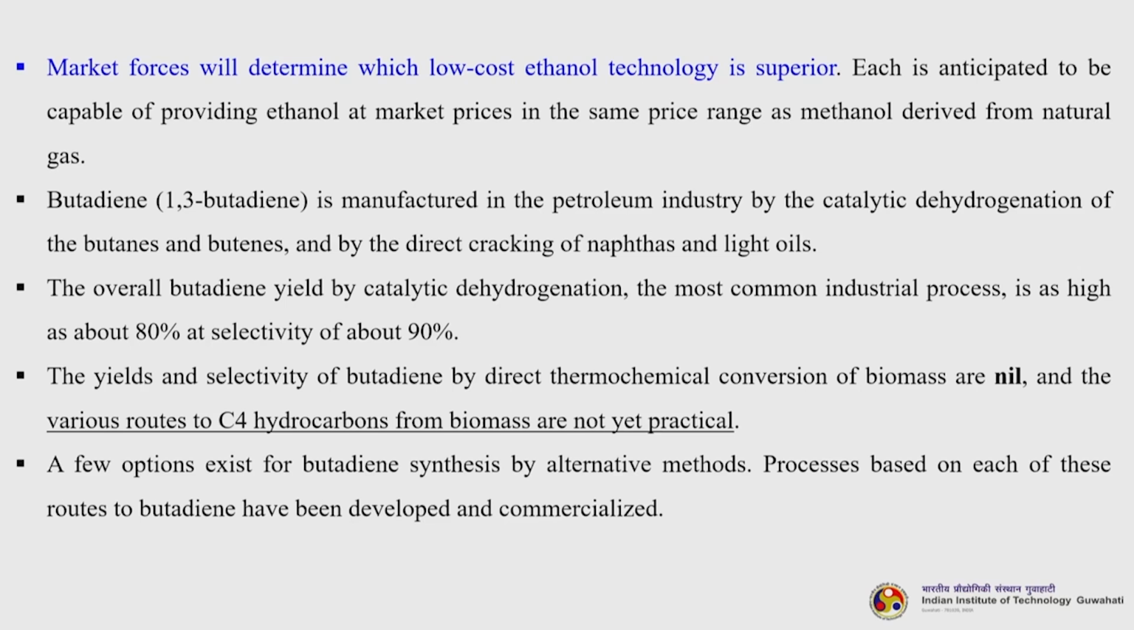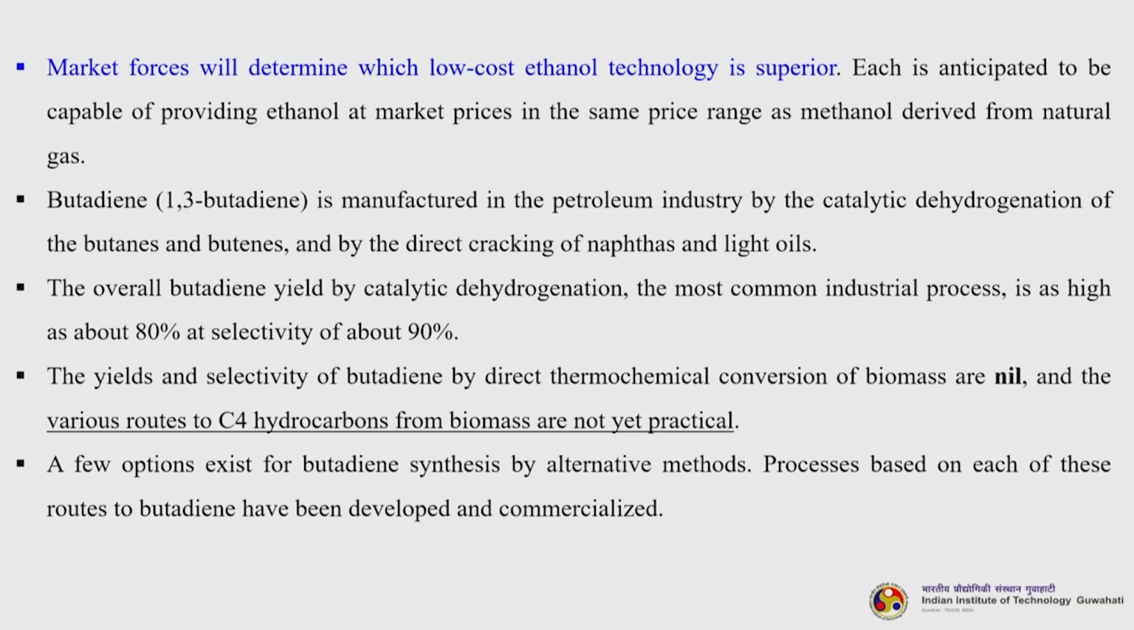Butadiene is manufactured in the petroleum industry by the catalytic dehydrogenation of the butanes and butenes and by the direct cracking of naphthas and light oils. The overall butadiene yield by catalytic dehydrogenation, the most common industrial process, is as high as about 80% at selectivity of about 90%. The yields and selectivity of butadiene by direct thermochemical conversion of biomass are nil, and the various routes to C4 hydrocarbons from biomass are not yet practical.